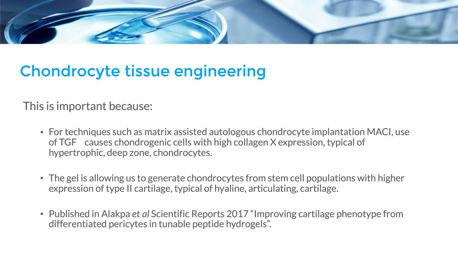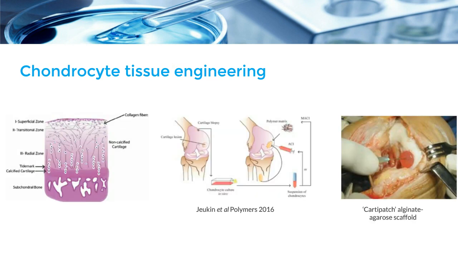So just for the last slide, it's just a picture of the structure of cartilage. On the left, we can see part 1, the superficial zone. This is the articulating zone. Then at the bottom, you've got the larger hypertrophic chondrocytes, high in collagen type 10 in the calcified zone, whereas in the superficial zone, you have a higher amount of collagen type 2. In the middle, from the polymers reference, this is a figure showing MACI, matrix-assisted autologous chondrocyte implantation. So on the knee, you can see a cartilage lesion.